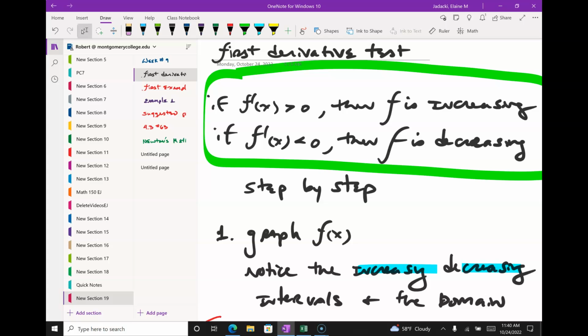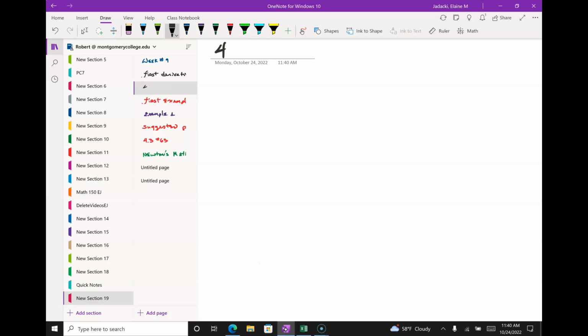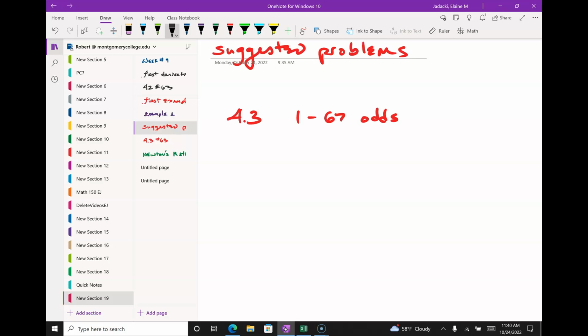All right, let's do this. This is number 63 in 4.3. The suggested problems I want you to do in 4.3, not 4.2, 4.3, 1 to 67 odds, I like, okay? And I will assign one for homework soon. So 4.3, 1 to 67 odds.